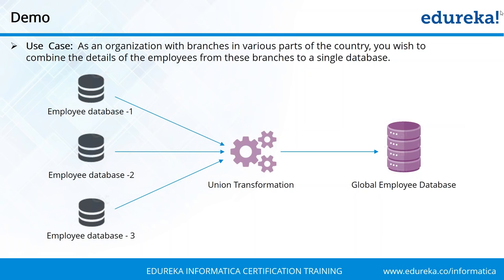Let me come again. So let's say as an organization you have your branches located in different parts. Now each of these branches has its own set of employee details. So what you need to do is combine the details of the employees from these different branches into a common database so that you can have a global employee database. To do this, we're going to be using the union transformation. Let me show you how it's done.